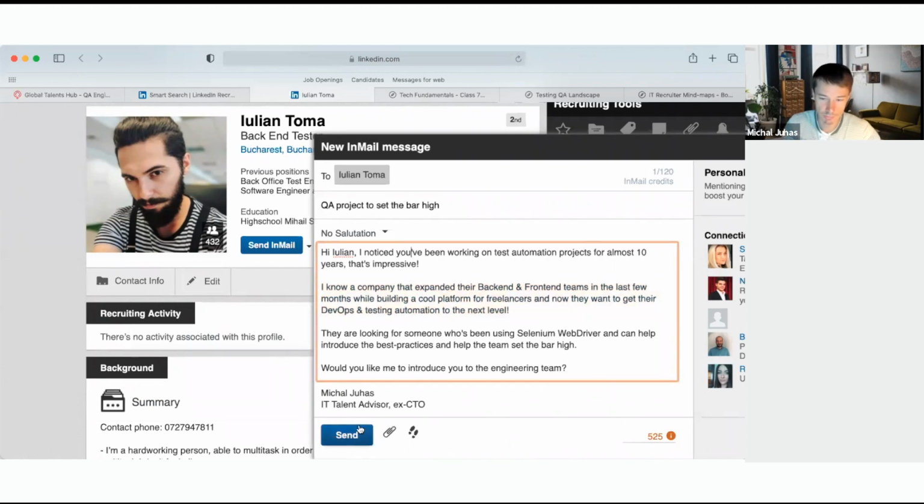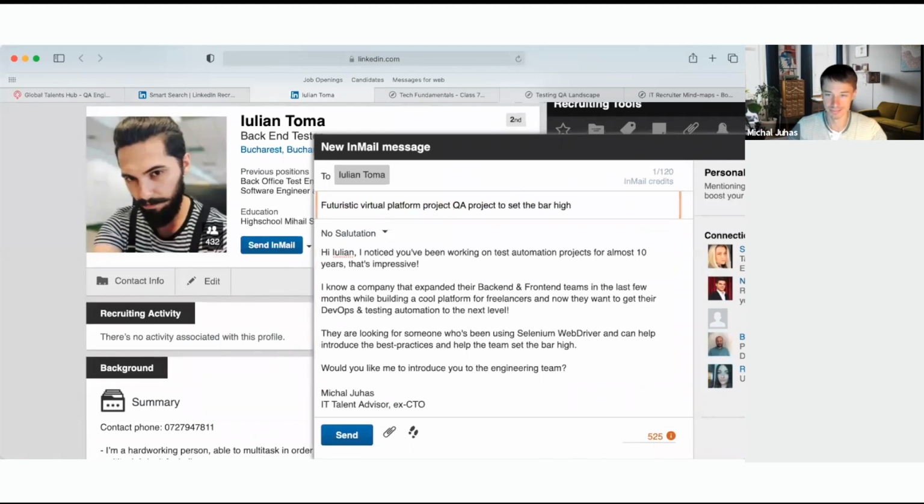So shall I hit the send button? "Futuristic virtual platform project." That's also very cool. Futuristic virtual platform project, QA, right? How about that? Could be like this: "Futuristic virtual platform QA project." Hilarious.